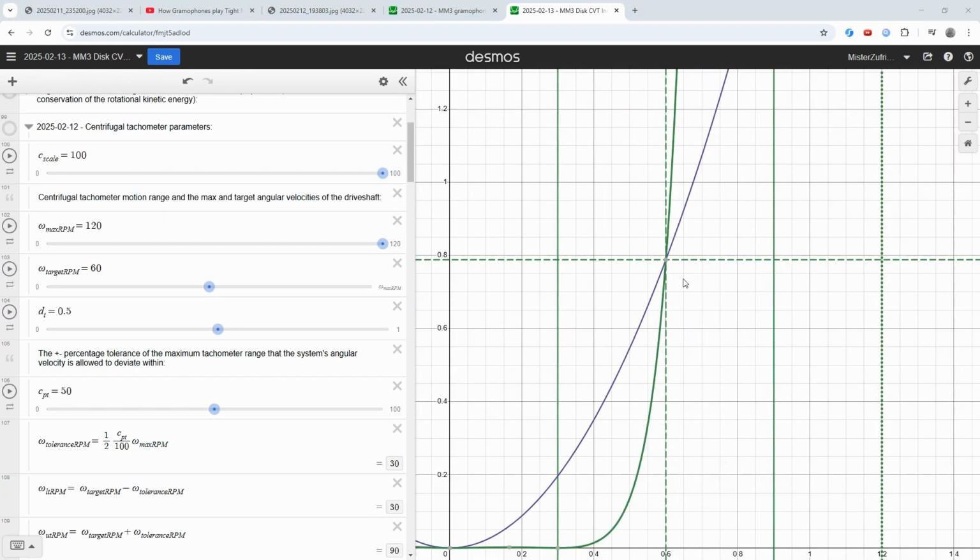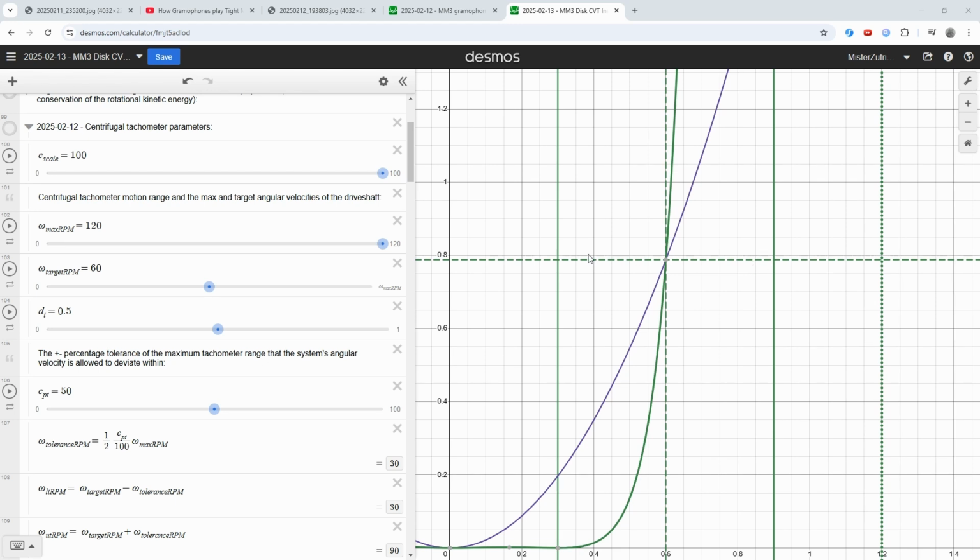So if we take our definition of system tightness as being a smaller change in drive shaft speed for the same change in system energy, then clearly this design with a CVT is substantially tighter than the plain flywheel design where the flywheel has the exact same moment of inertia. And if you thought that that performance was impressive, notice that I've set these bounds to be 50% of the total 120 RPM range of the tachometer in this model.